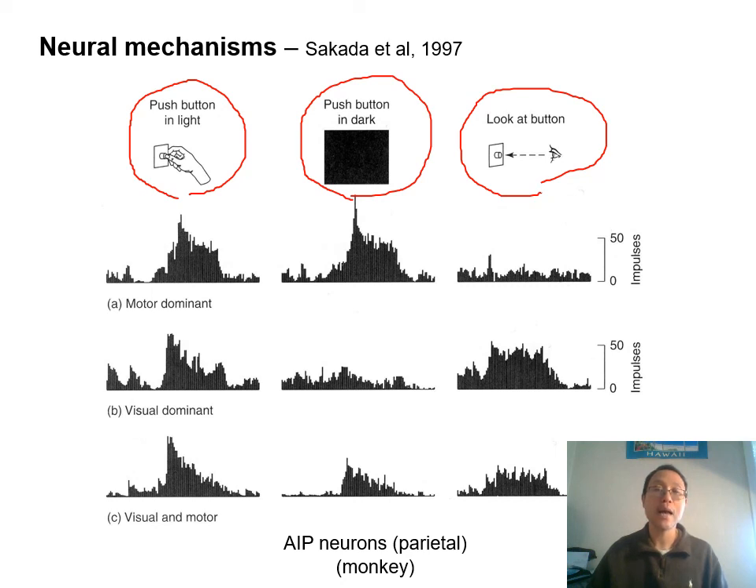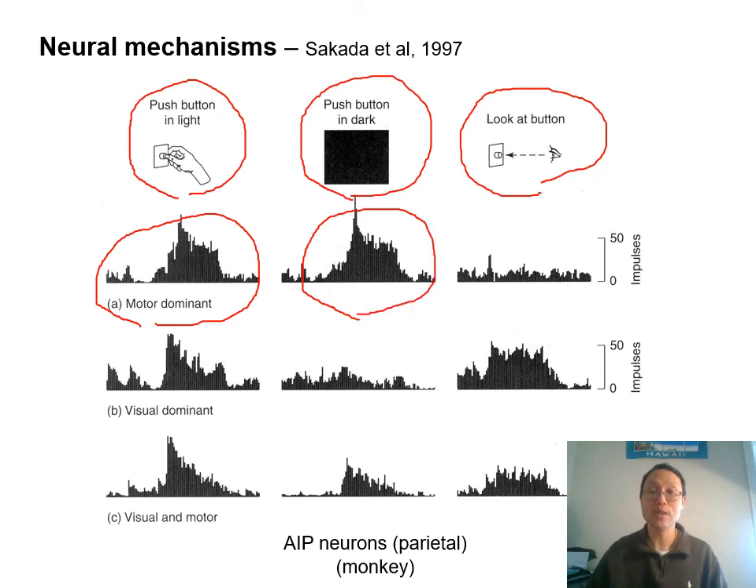And so one is a motor dominant neuron, in which when they are pushing the button in the light, you see a lot of activity, and when pushing the button in the dark, you also see a lot of activity. But when looking at the button in the light, you don't see that much activity.